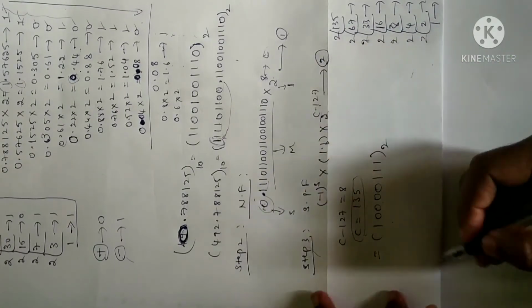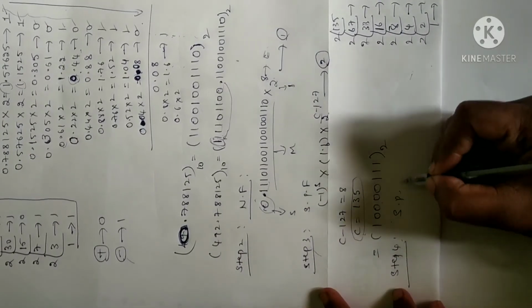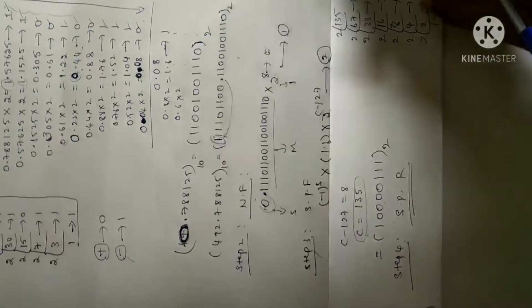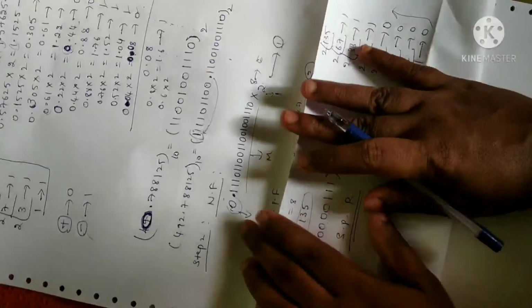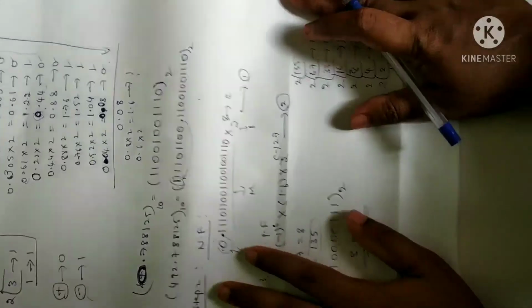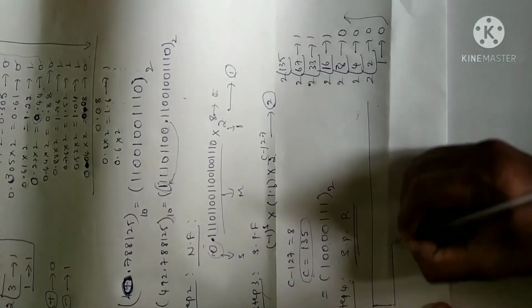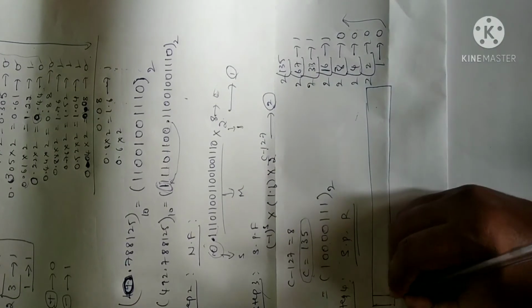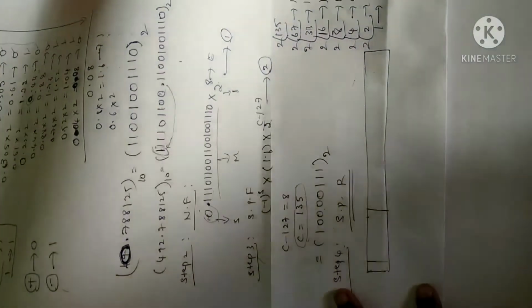Fine. Now last step, step 4. The single precision representation I am going to write. As already explained in the previous session, please go through that video if you are finding difficulty with this. Single precision format has a total of 32 bits. The first bit is for sign, the next 8 bits are for the exponent, and the remaining bits are for the mantissa.